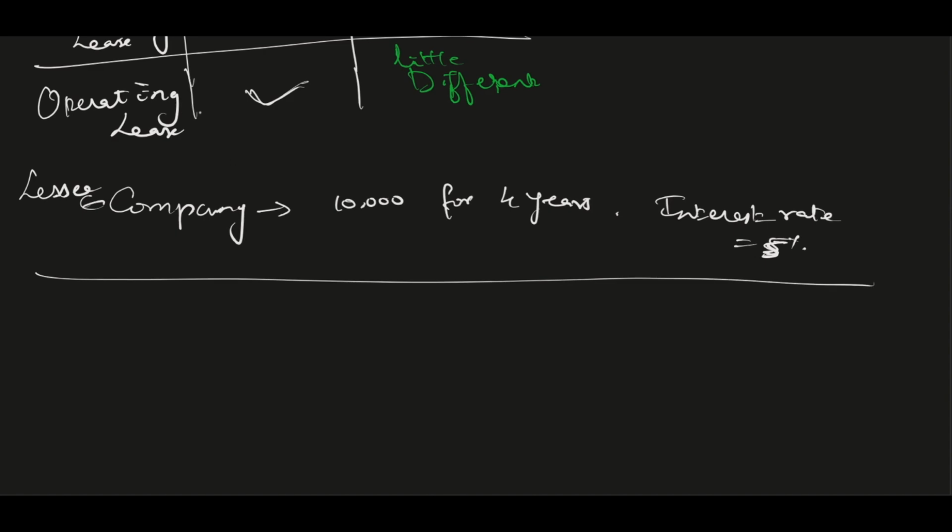First, because it has been given the shape of financing, we have to convert this as if it has been financed. Even though the lessee company says that they are going to pay 10,000 every year for 4 years, let me convert this into the shape of financing. How will I convert it? Let me use the time value of money function: N, I/Y, present value, payment, future value.